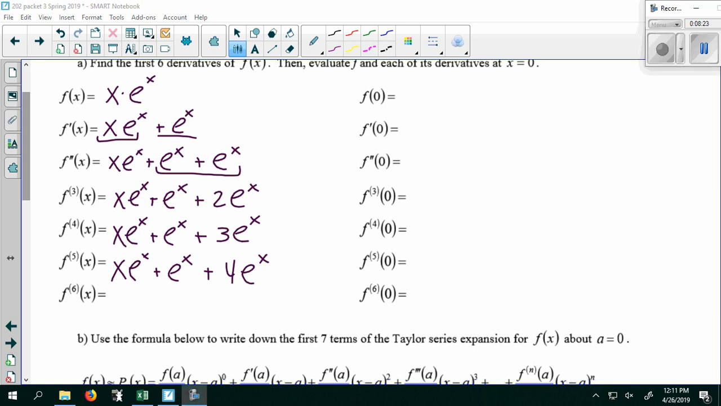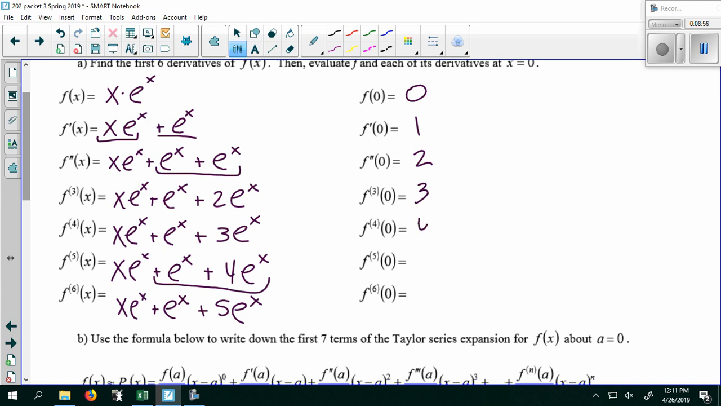All right, one more time. The derivative of x e to the x is x e to the x plus e to the x. And then I still have all of these things to take the derivative of, which ends up being 5 e to the x's to take the derivative of. Okay, so I'm going to plug 0 into all these derivatives, and 0 times e to the 0 is 0. And then I get 0 plus 1, and then 2, and then 3, and 4, and 5, and 6.